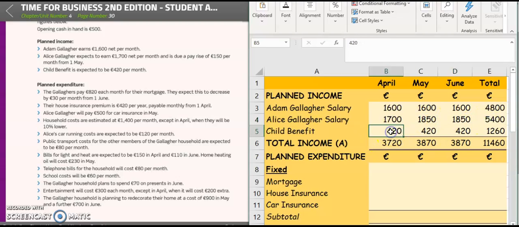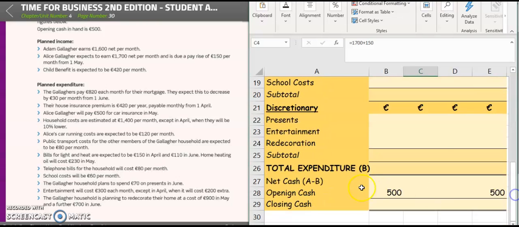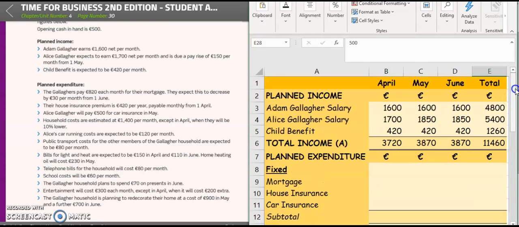And then the child benefit is 420 for each month. So we just put them in for April, May, and June, and we added them up going across. And then to get the total income for each month, we added all the figures in the column for each one of the months to get the total. And we also put in the opening cash at the very start: the opening cash for the start of the month, and then opening cash for the total. And that's how you start off the budget, and that's your planned income complete.